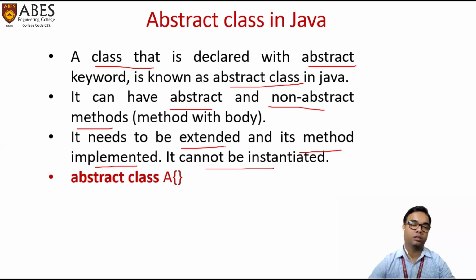It cannot be instantiated. Suppose we have this abstract class A. You cannot create an object of this class A. First you have to create another class that extends class A, and then provide the implementation for all the methods that are abstract. After providing the implementation, you can create the object of that particular class. There is no way by which you can create an object of an abstract class.